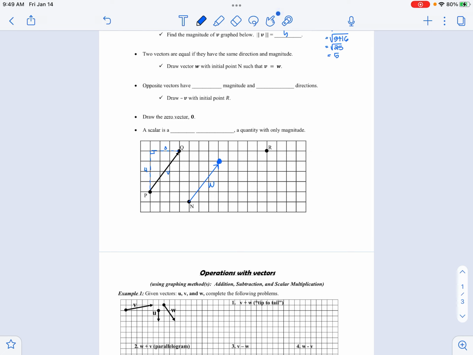Next vocabulary is opposite vectors. Opposite vectors have the same magnitude, so they have the exact same length. They just have different directions, or opposite directions.